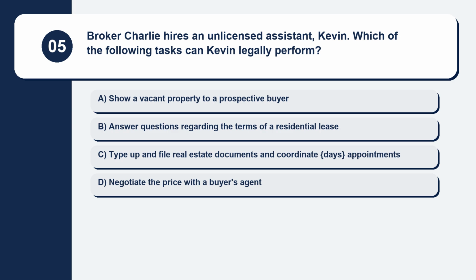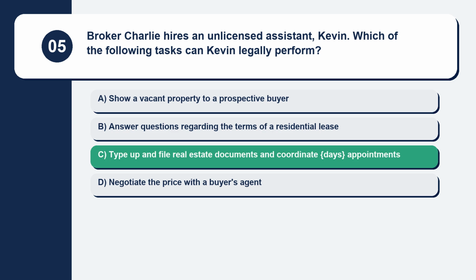Question 5. Broker Charlie hires an unlicensed assistant, Kevin. Which of the following tasks can Kevin legally perform? Here are your options. Option A, show a vacant property to a prospective buyer. Option B, answer questions regarding the terms of a residential lease. Option C, type up and file real estate documents and coordinate day's appointments. Option D, negotiate the price with a buyer's agent. The correct answer is option C, type up and file real estate documents and coordinate day's appointments.